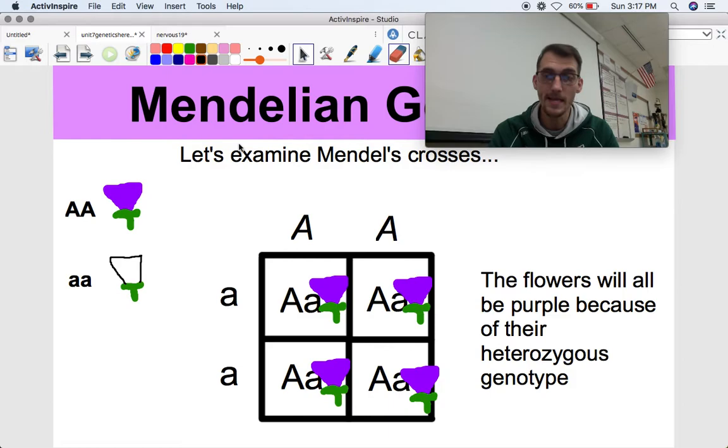But they will be purple because they are all heterozygous and they have one copy of this dominant allele, and that's all they need in order to express the dominant phenotype in order to be actually purple. Okay, so all the flowers are purple, just like Mendel had when he crossed this true breeding purple flowered pea plant and the true breeding white flowered pea plant.